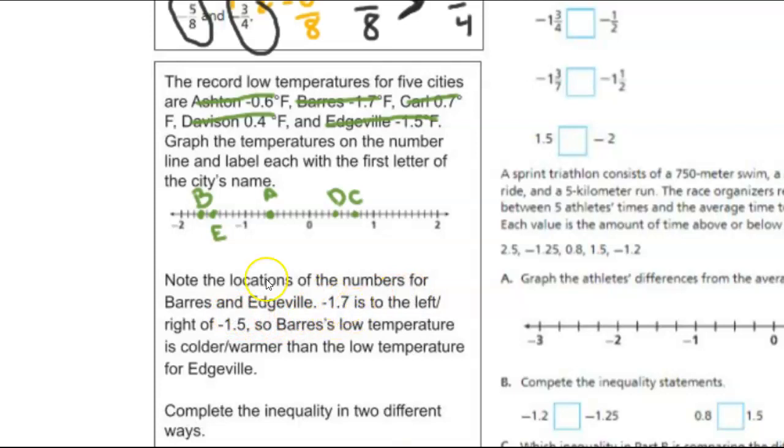Negative 1.7, which is Bars, is to the left. So we're going to circle left. That was a bad circle. Hopefully yours is better. I'm going to cross that right of negative 1.5. So Bars, low temperature, right here we have Bars, is going to be colder. Most of you could probably know that negative 1.7 is going to be colder than negative 1.5, but we have the visualization of the number line to help you out there.